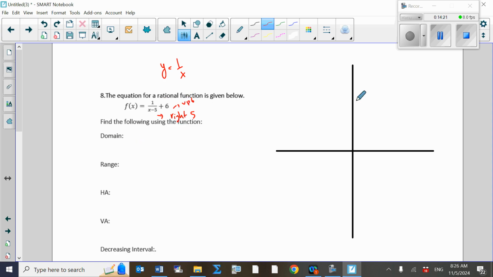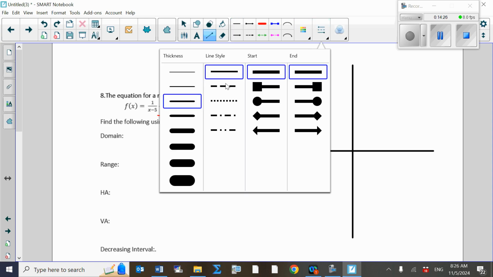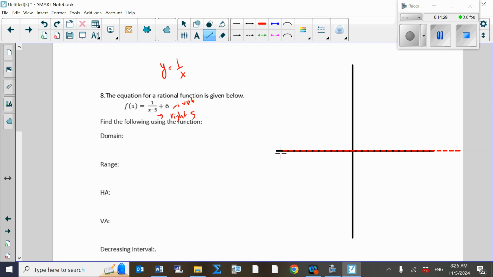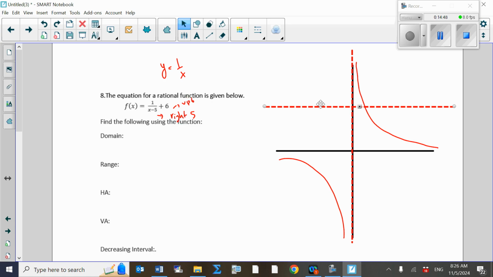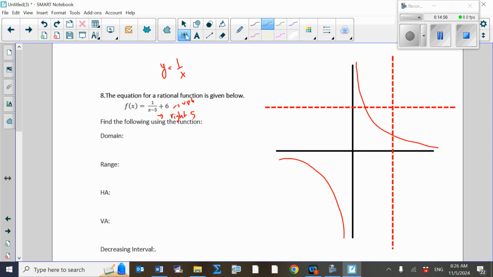I know that the parent rational function has a horizontal asymptote at y equal to 0 and a vertical asymptote at x equal to 0. And I know that the graph looks like this. One curve here and another one here. Now this is moved up 6. So I'm going to move the asymptote up 6. Let's say 6 is here. And the vertical asymptote right 5. So let's say 5 is here.